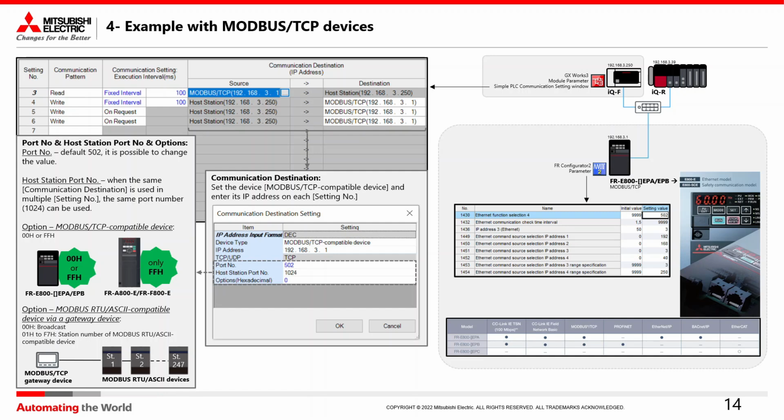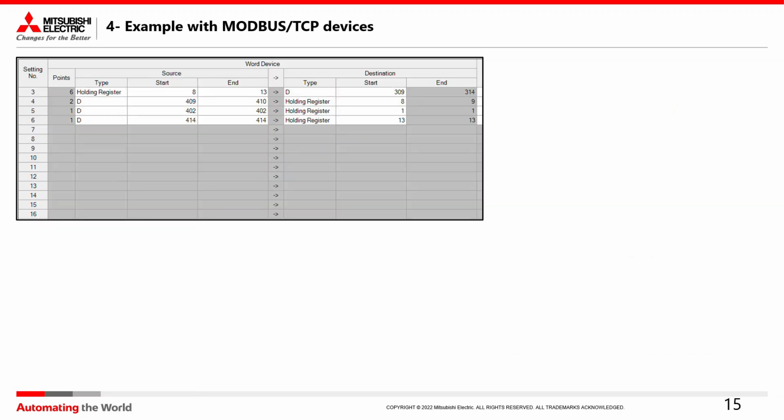The second case is when we communicate with a Modbus TCP gateway device, and it has a Modbus RTU or ASCII device connected under it. In this case, it is necessary to enter in the option field the number of the station to read or write data to the Modbus RTU device. We can pass now to the description of the data exchange that we have prepared with the FR-E800 inverter.